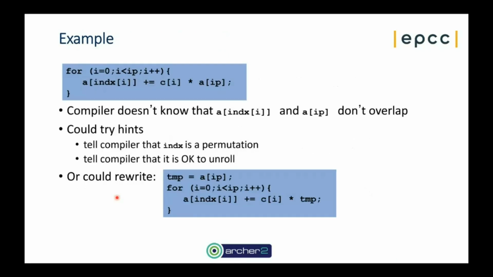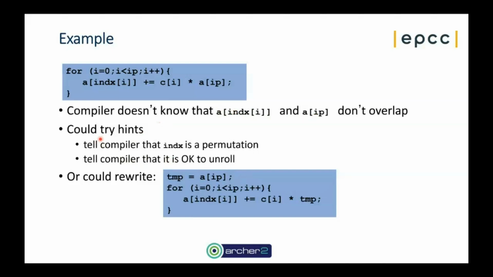There are ways to fix that. So here's an indirect addressing index for a C program. A is being updated on the left here, A is being used on the right here. The compiler doesn't know what index of I is, so it doesn't know that for the next iteration of a loop, it's not going to mess up this result if it does multiple iterations at the same time, or if it unrolls it. So it doesn't know that A of index I and A of IP don't overlap.